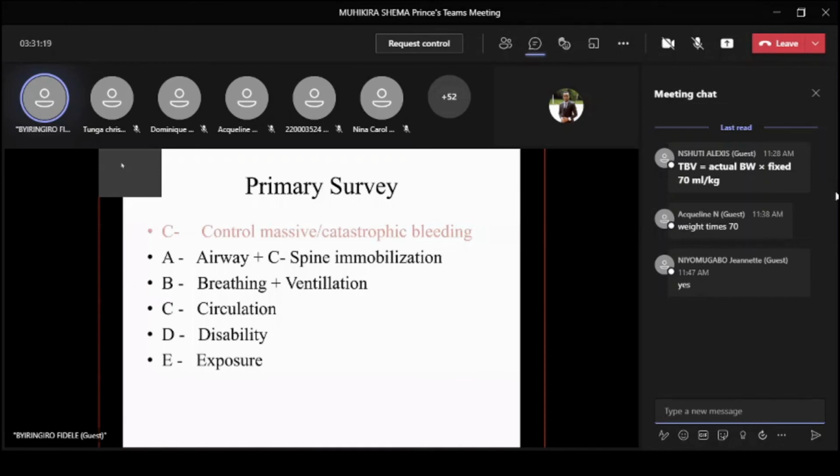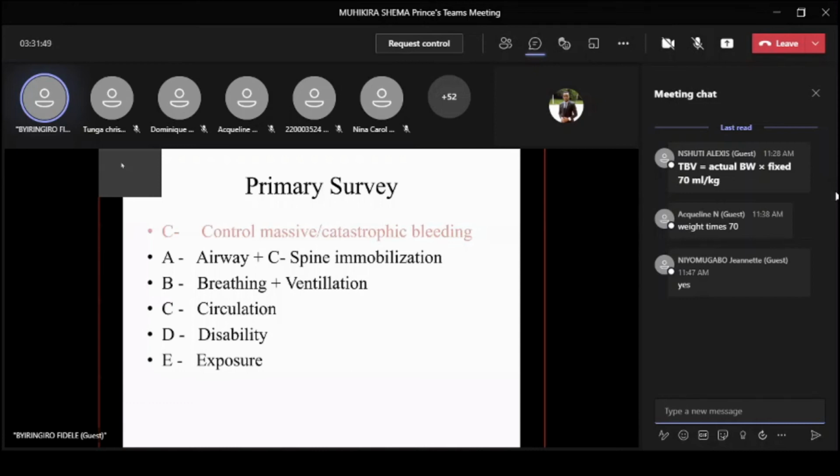So the first C is for controlling massive bleeding. You stop the bleeding. You don't intervene by giving blood. If there is highly active arterial bleeding, you just compress. And after compressing, you do A, B, C, D, E before giving blood, because if you struggle to give blood, the patient will die from airway obstruction.